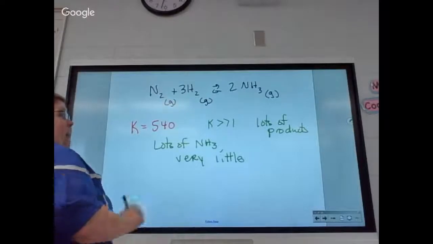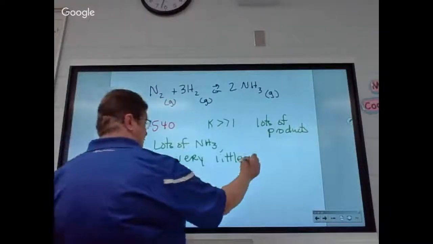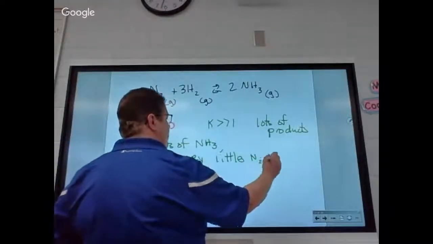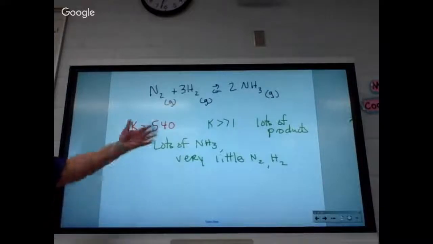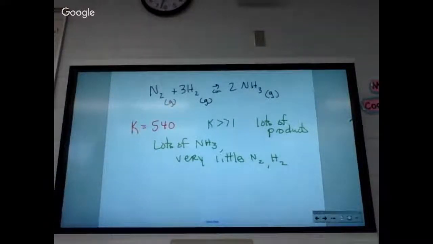All right, so what are my reactants? We have very little N2 and H2. We made lots of ammonia. So if our goal was to make ammonia, we would have done that successfully.